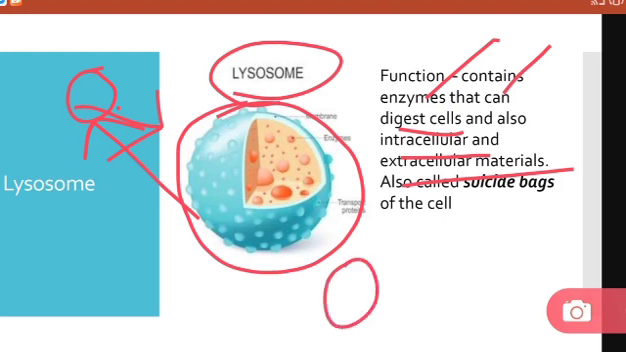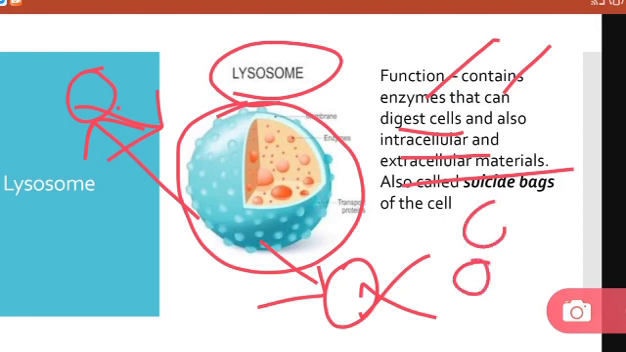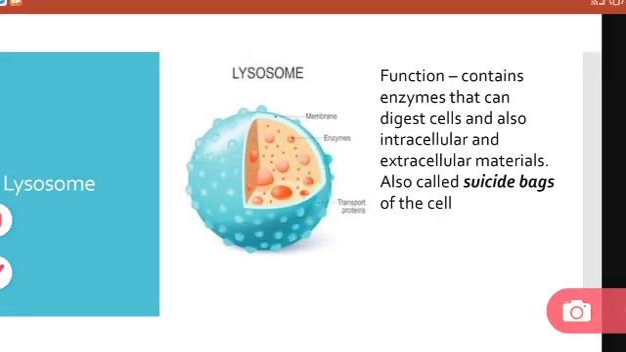Suppose the cell is not working. What will this lysosome do? They will digest the whole cell and protect the other good cells from getting damaged. Understood? So that is why they are known as suicide bags of the cell.